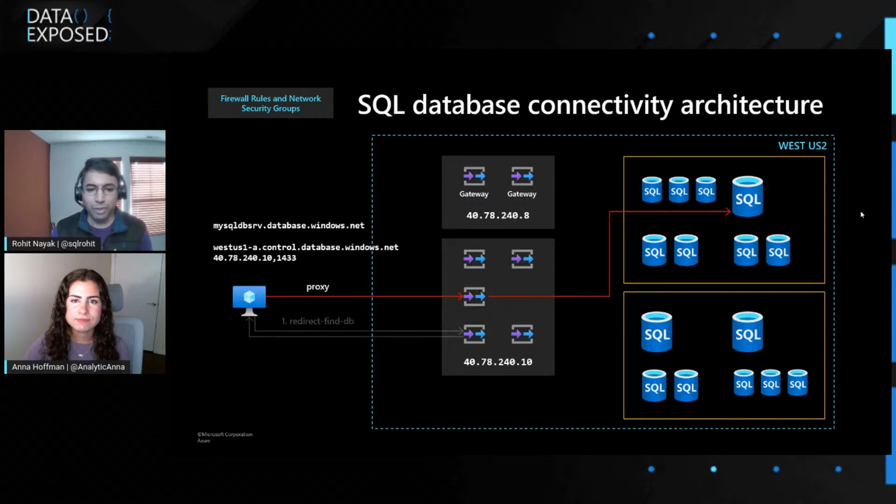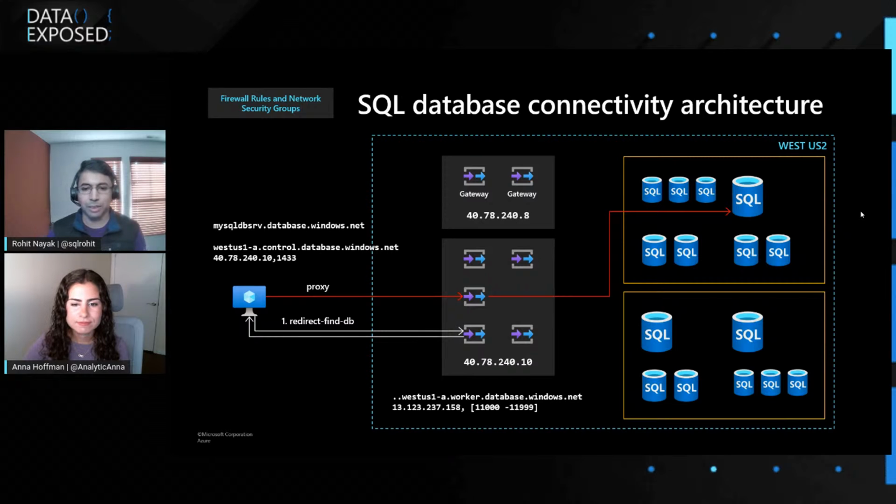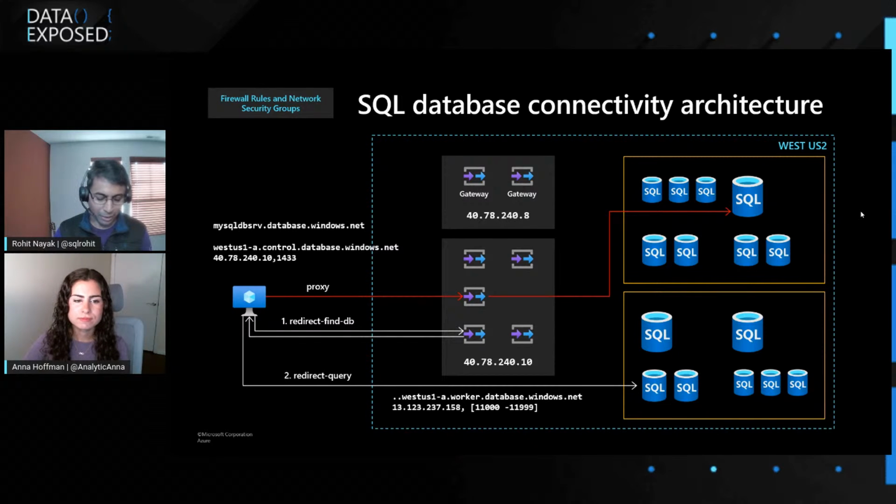Now, there's a better way of connecting, which is called redirection. What happens is the client does an initial lookup at the gateway, and it gets what is called a redirection token, which looks something like this: an Azure IP address in the data center and a port in the range of 11,000 through 11,999. Then for all subsequent operations, like the login to the database and the queries, the client is talking directly to your SQL database in the backend.